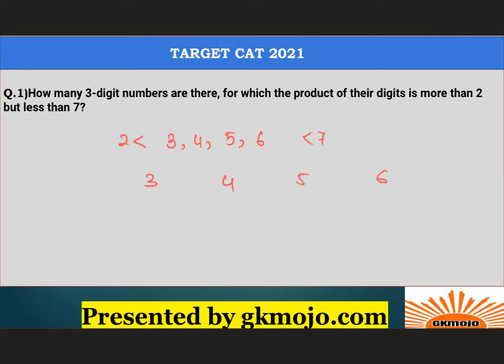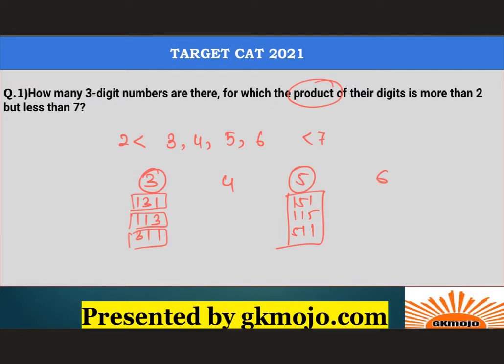Whenever you have such a case, what have they asked? Product. So observe one thing, 3 and 5 are prime numbers. So the only combination possible is 131, 113 or 311. The product of any of these digits is 3 only, correct? Similarly for 5, 151, 115 and 511. So another 3 possibilities over here.